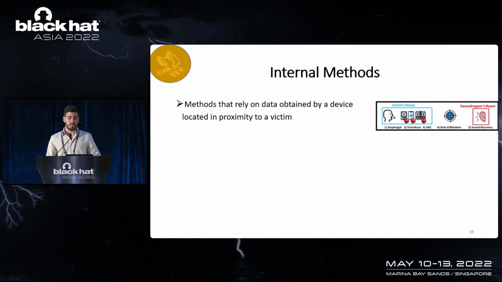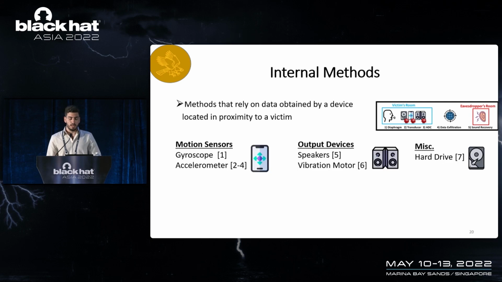Internal methods are methods that rely on data obtained by a device located in proximity to the victim, in other words, in the same room with the victim. In recent years, we've seen scientists exploit motion sensors, speakers, and vibration sensors, which are all integrated into smartphones, to eavesdrop on sound using data obtained from them. In addition, some scientists have exploited data obtained from a magnetic hard drive to eavesdrop on speech.